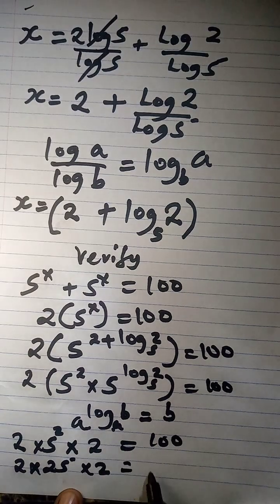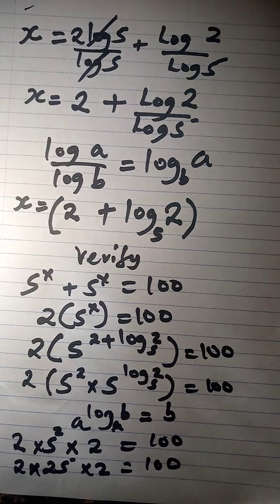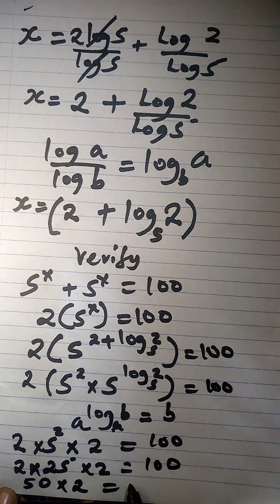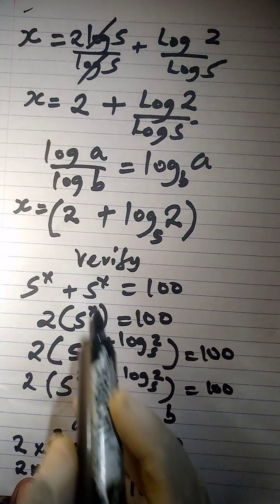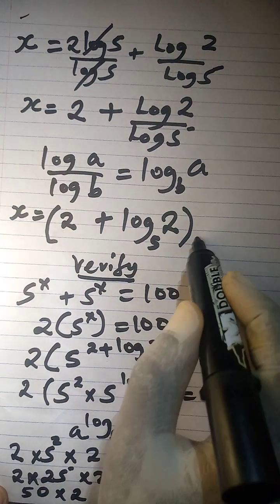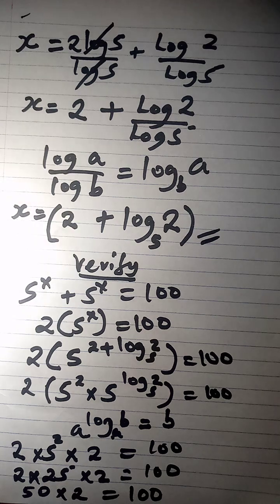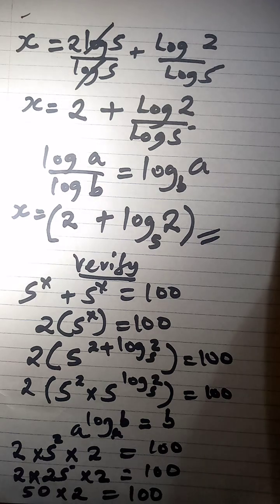What do you think? If you multiply 2 times 25 times 2, of course that is 50, multiplied by 2, of course it is giving me 100, which is a perfect solution. Remember, we were verifying. Indeed, it tells us that, of course, that is the value of x for our initial problem.